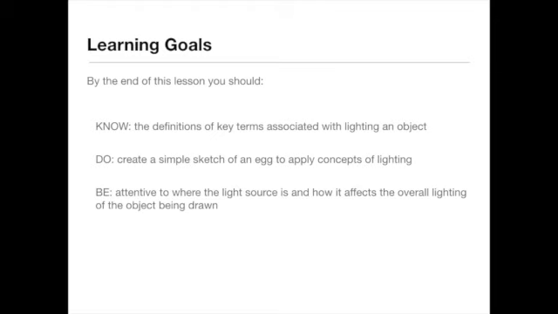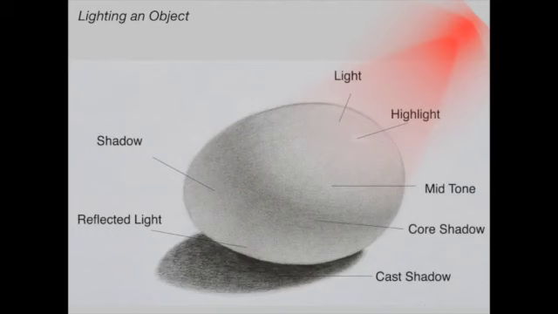So let's dive in, and first let's take a look at how we are going to light the object. The first thing that we need to remember is that we need to have a lighting source, and I've indicated that here with this reddish light coming in on top of the egg. Opposite of where the position of the light is, you are going to get your cast shadow. All right, so they're on opposite sides from each other. The light hits the egg, it creates a light spot, and then the very, very lightest part, the lightest value, we refer to as the highlight.